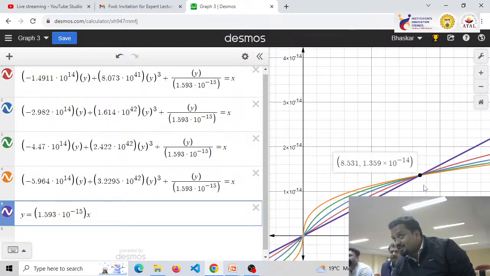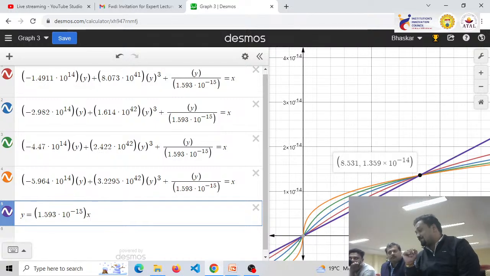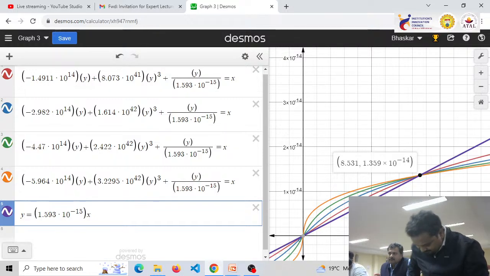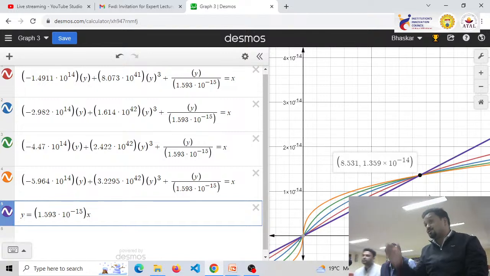This is happening because of the non-linearity of ferroelectric capacitance. Dielectric capacitance is linear, Q equals CV. But in ferroelectric capacitance, what is happening? Vf equals alpha Qf plus beta Qf to the power of 3 plus gamma Qf to the power of 5. So this is non-linear, and that's why it is intersecting at some point.